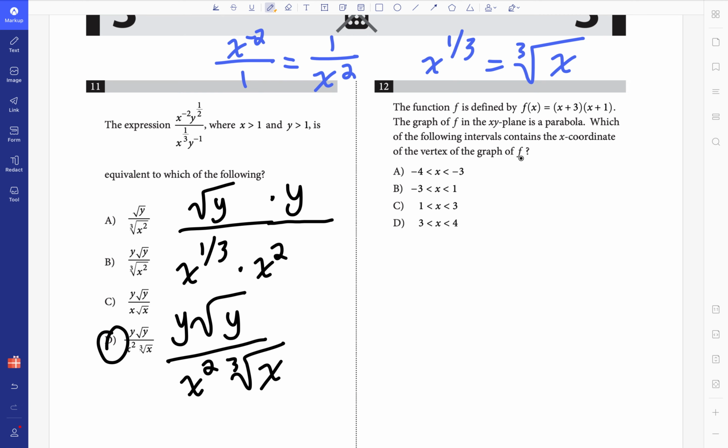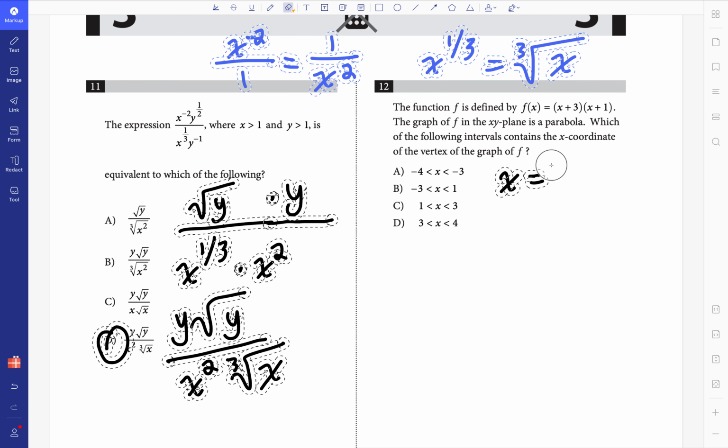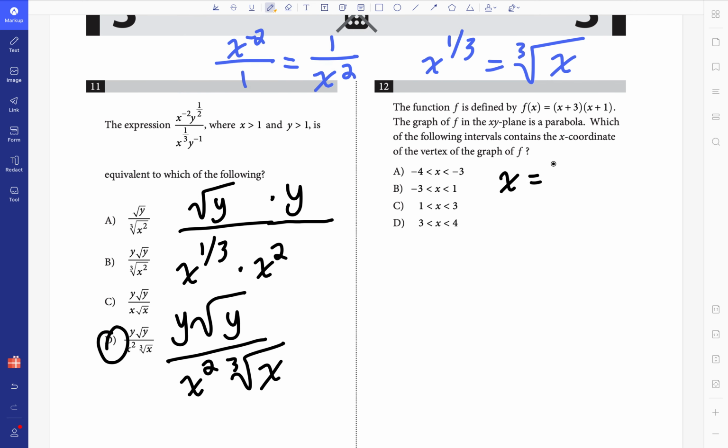Okay, so let's find the roots of this function. Well, the roots are going to be x equals -3. Oh, whoa, no. x equals -3 and x equals -1. Okay, and the vertex of the parabola must have the same x-coordinate as the midpoint of the x-intercepts.